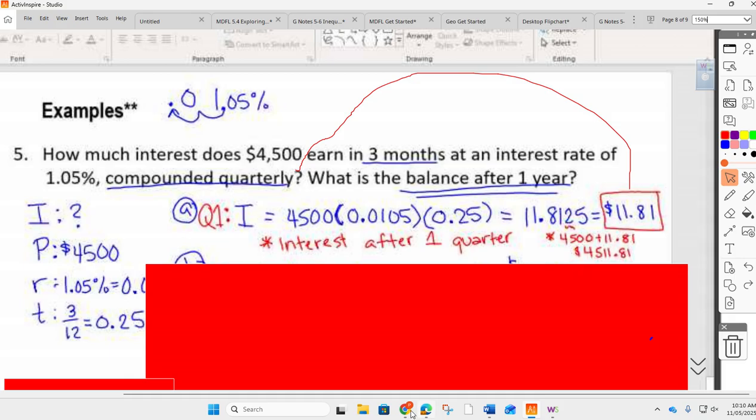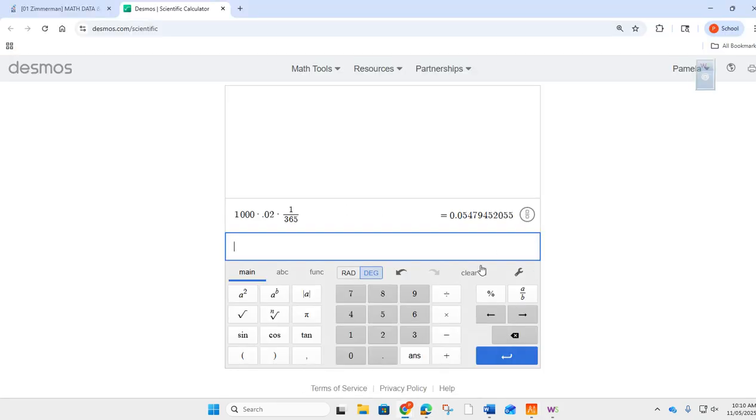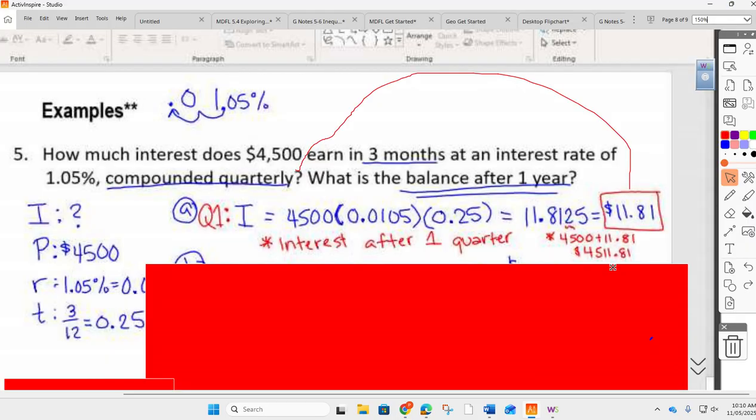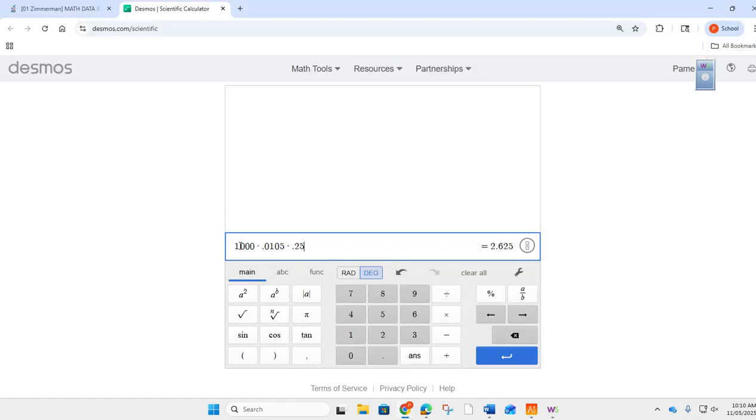I'm going to clear that one. 1,000 times 0.0105, I believe, times 0.25. No, is that right? No. Oh, 4,500. Forgot we switched that. Okay, you see how easy that is to see that you entered something incorrectly too? It stays in there. You don't have to scroll over. The arrow doesn't move over anything.